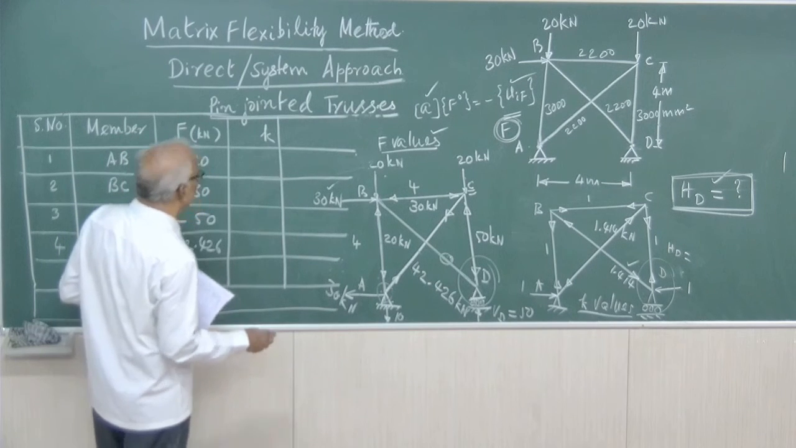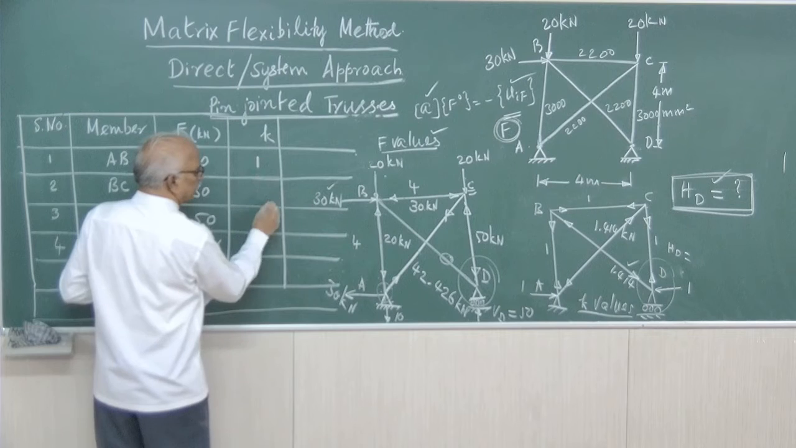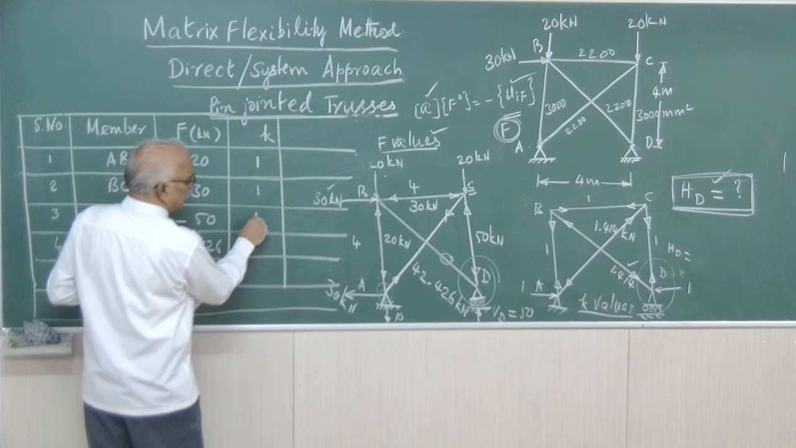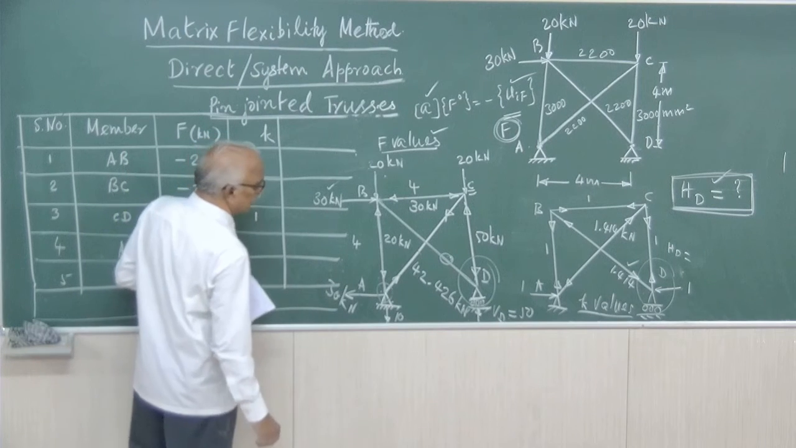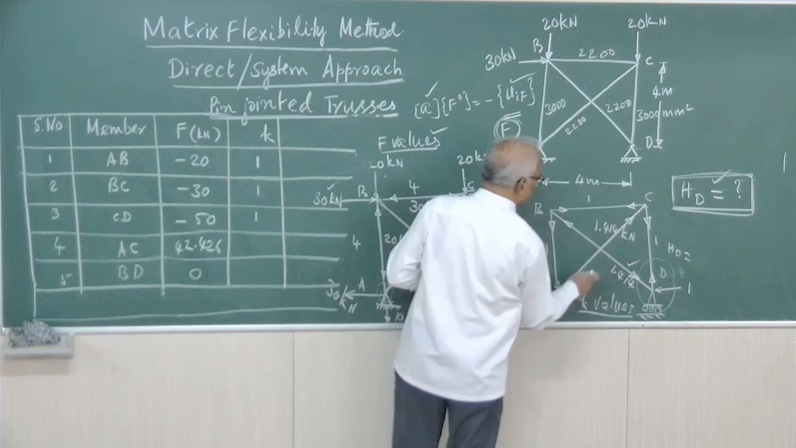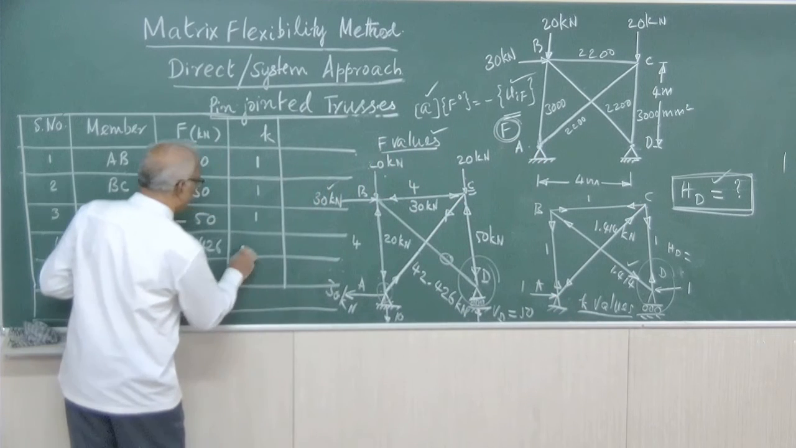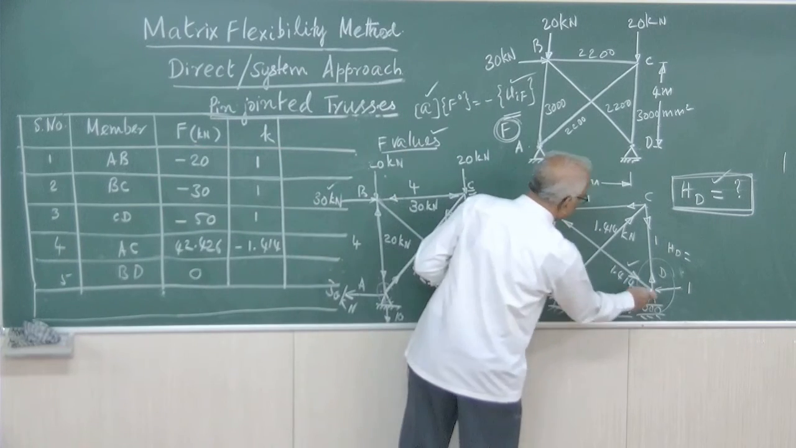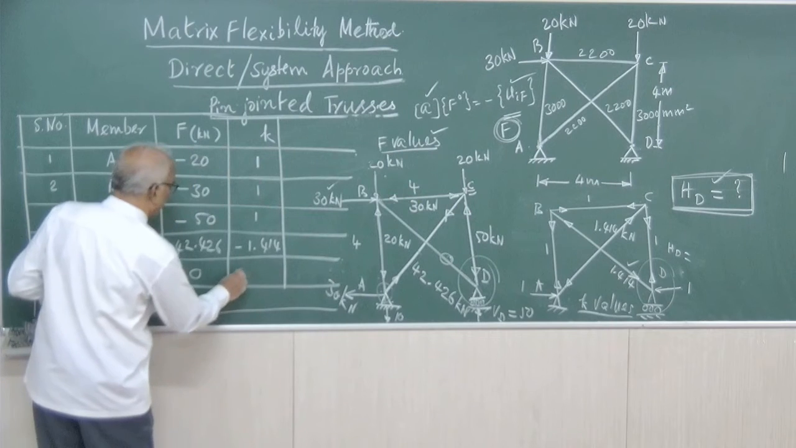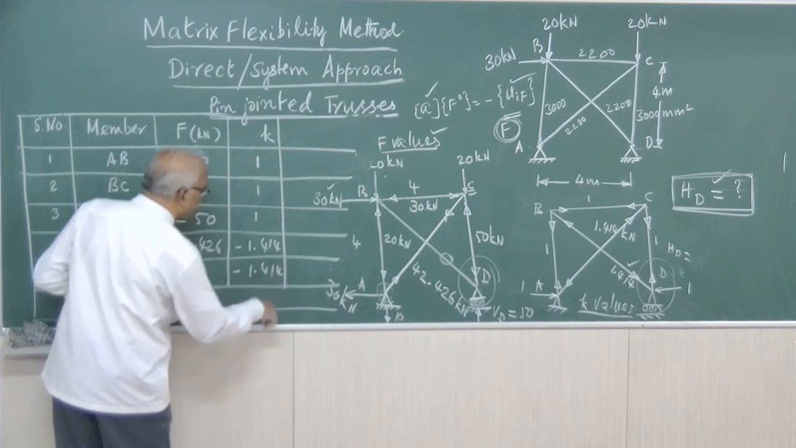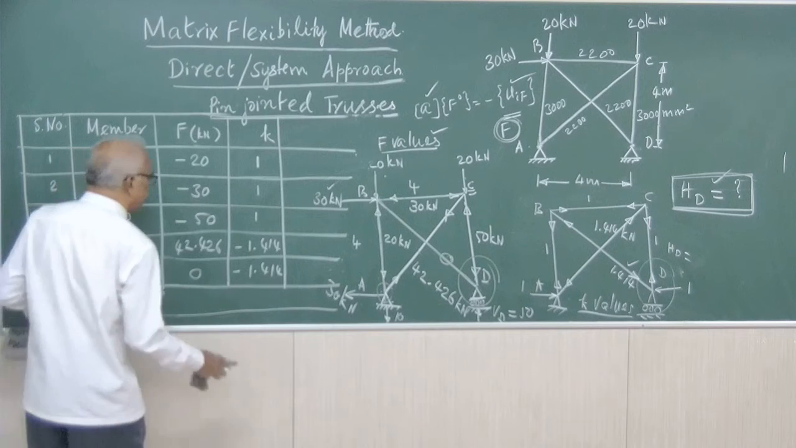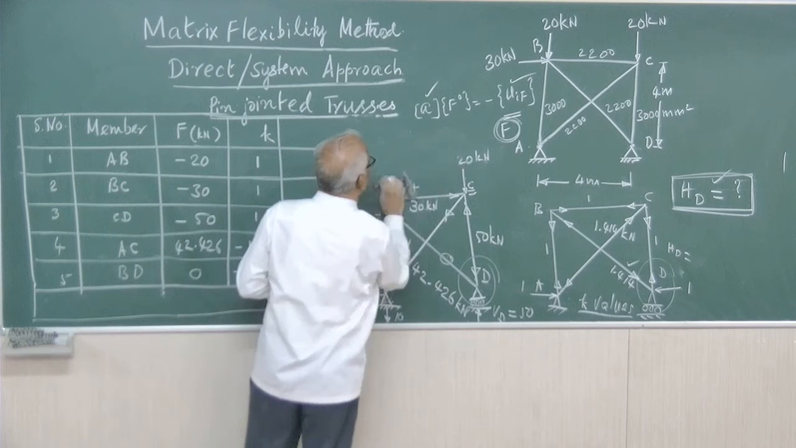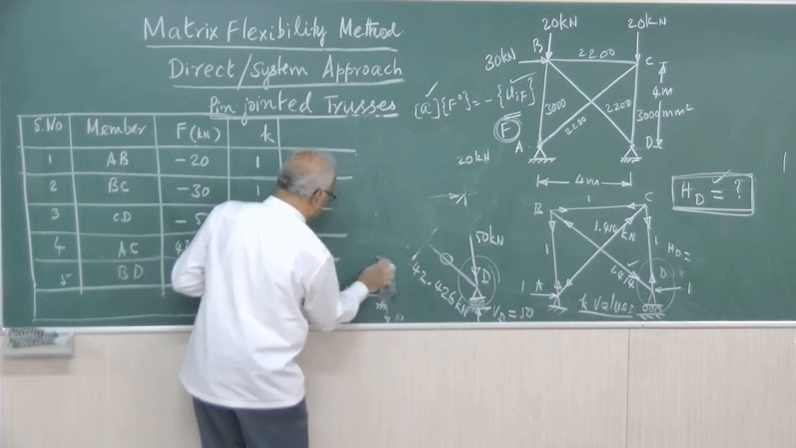AB is under tension, it is 1, BC is under tension, CD is under tension, then AC, this one is under compression, therefore minus 1.414, and BD is also under compression, minus 1.414, right. So that's about the values. Now these diagrams are not needed for us because we have tabulated all the required values.